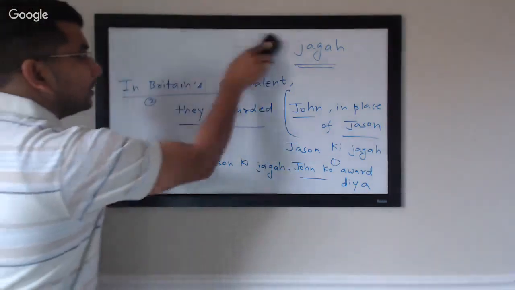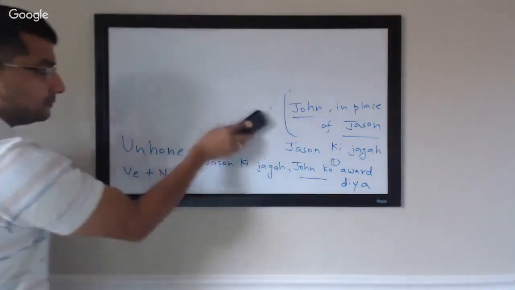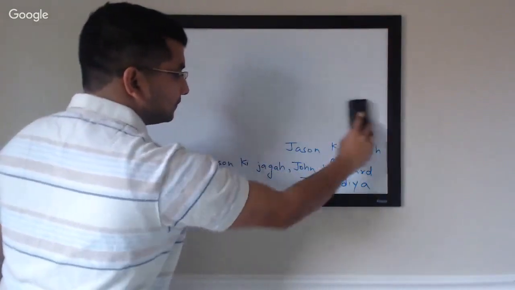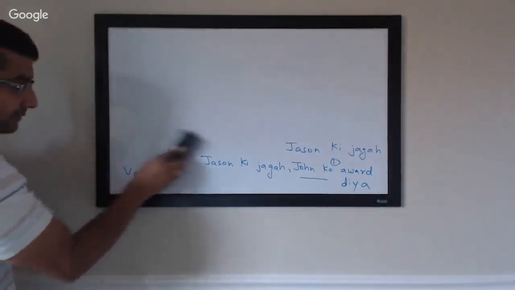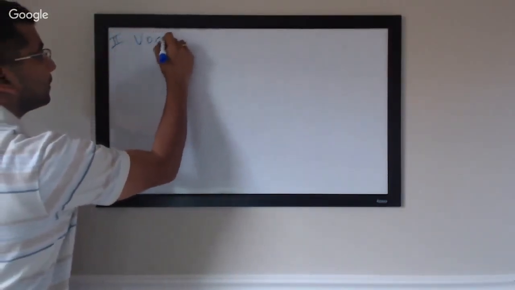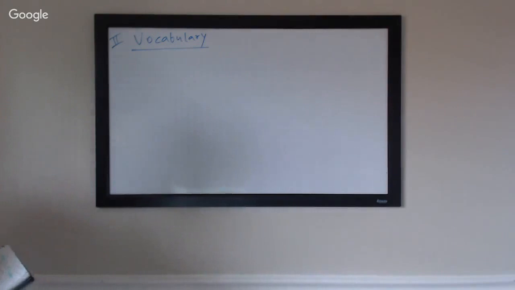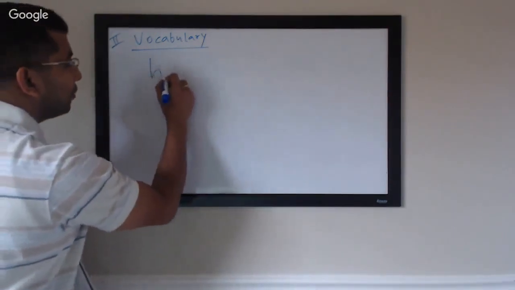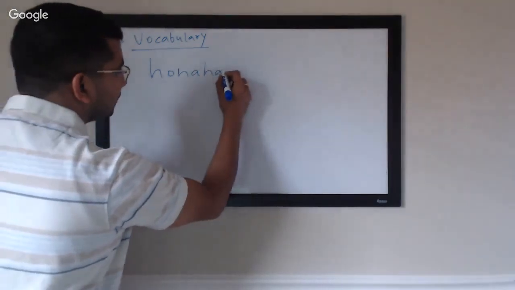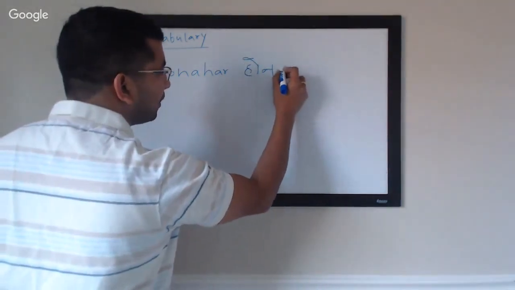So let's jump to the second section of this class, which is the vocabulary part. I hope you were able to write it. Okay, so I'm going to give you three sections. First one is honar. Don't worry if you've not heard of it. If you've heard of it, just write it down. Nothing but honar.